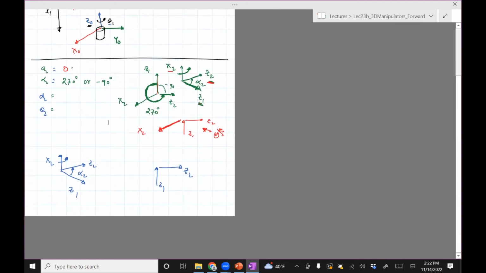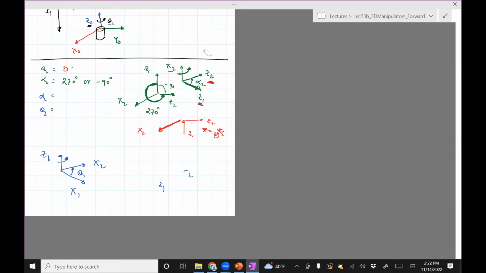Wait, my bad. This is not for theta, this is for alpha. I need it for theta. Copied it wrong. So this should be between x1, x2, about z, i minus 1, so 1. So the angle between x1, x2, about z1. That's the right one.